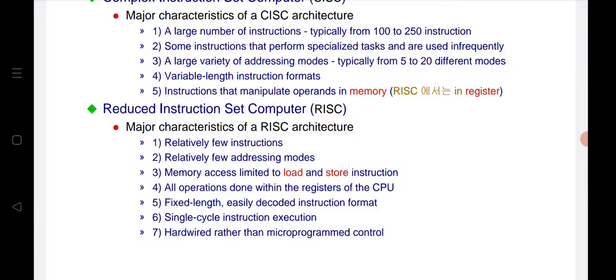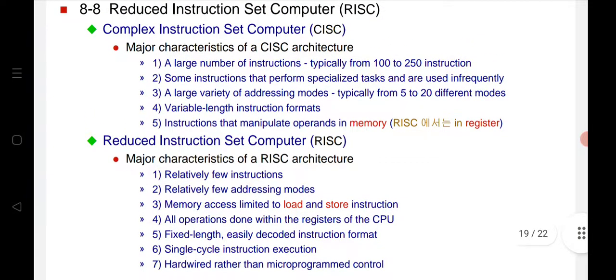So these are a few characteristics. Based on these characteristics, you can write down the differences between RISC and CISC, and there will be chances of a question being asked from this unit on the differences between the RISC and CISC architecture.